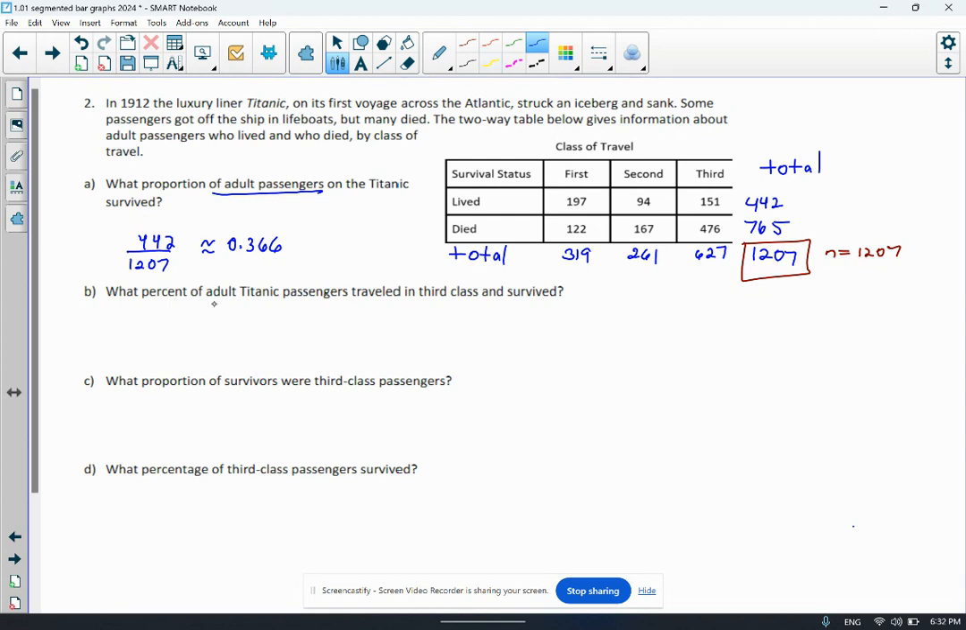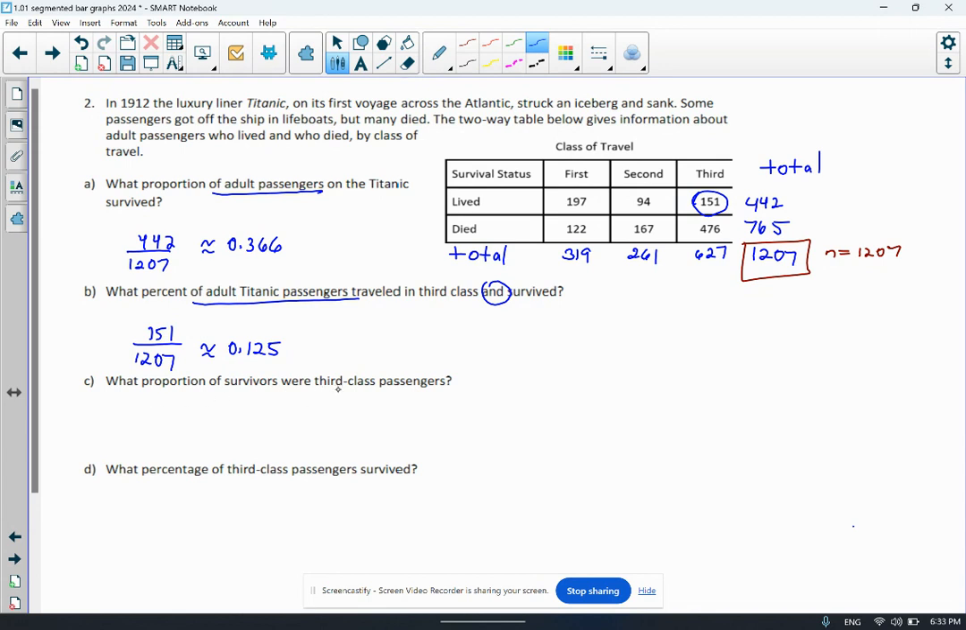What percentage of adult passengers? So now we're again looking at the entire sample of 1,207. How many of those were third class and survived? So both conditions had to happen. So third class and survived, that's the 151. So 151 over 1,207 is approximately 0.125.